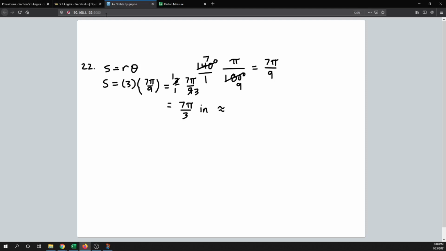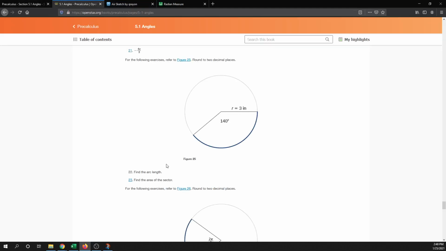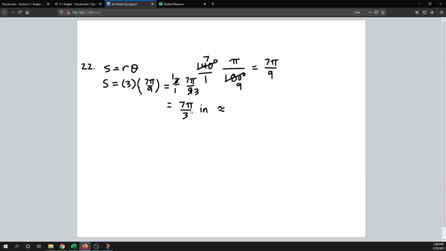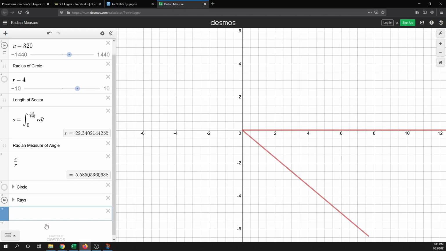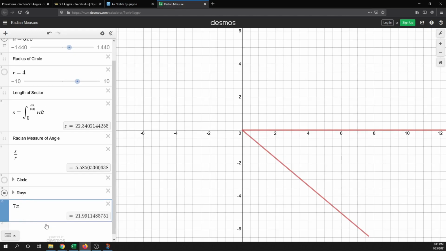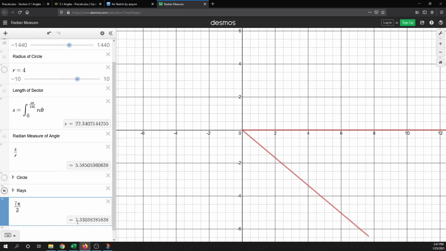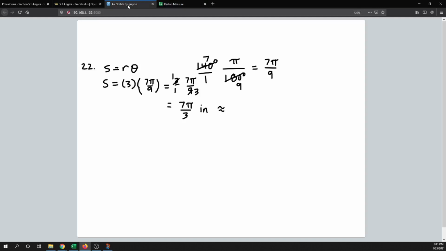And it doesn't say how to specify our answer. It just says find the arc length. So leaving it like this is fine. But on the quiz or test, you might need to plug that into a calculator and get what that is as a decimal, because some of the online things are going to ask you for a decimal. So I'm just going to use Desmos here, but you could use a scientific calculator as well. So you get 7.33 to 2 decimal places. So that'd be about 7.33 inches.